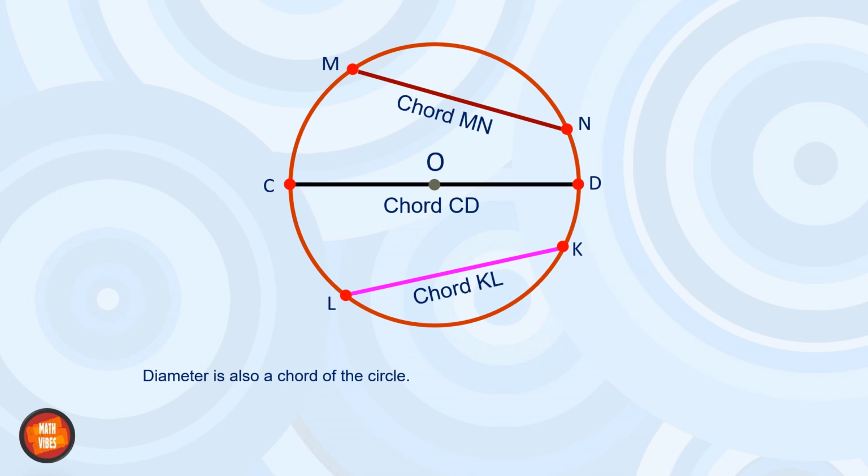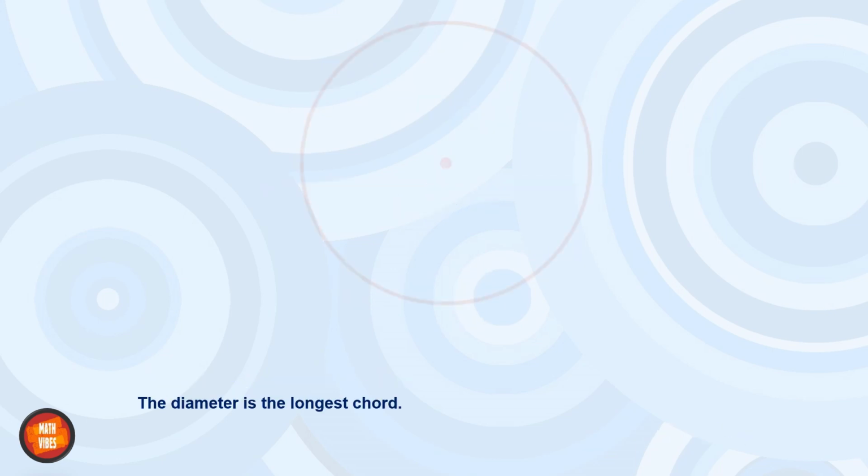It was not necessary for the chord to pass through the center. That necessary condition was for a diameter. But if I take CD as a chord, then it is also a diameter because it is passing through the center, right? So we will say that a diameter is also a chord of the circle. So this is diameter CD, and we can say that a diameter is also a chord of the circle.